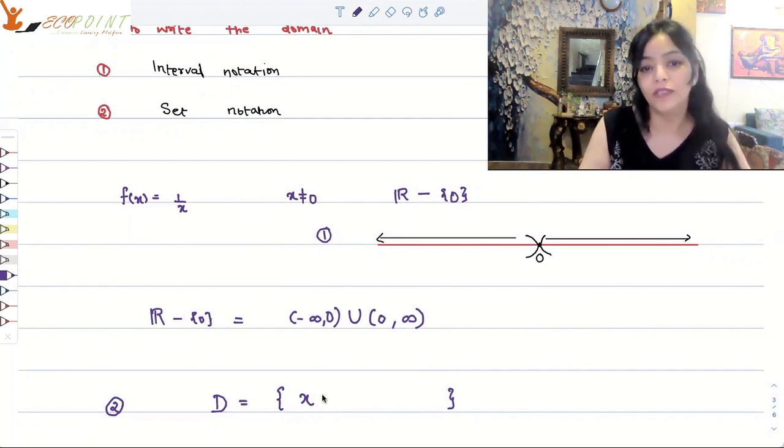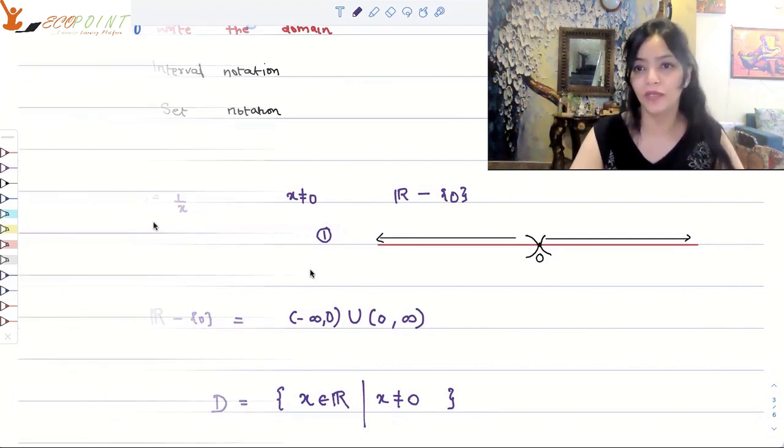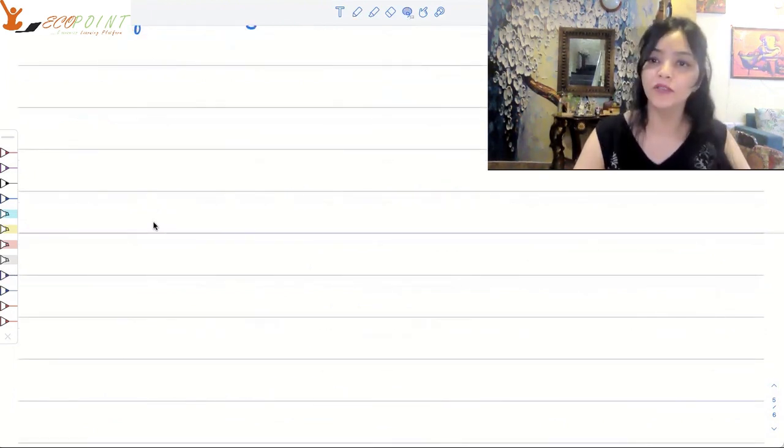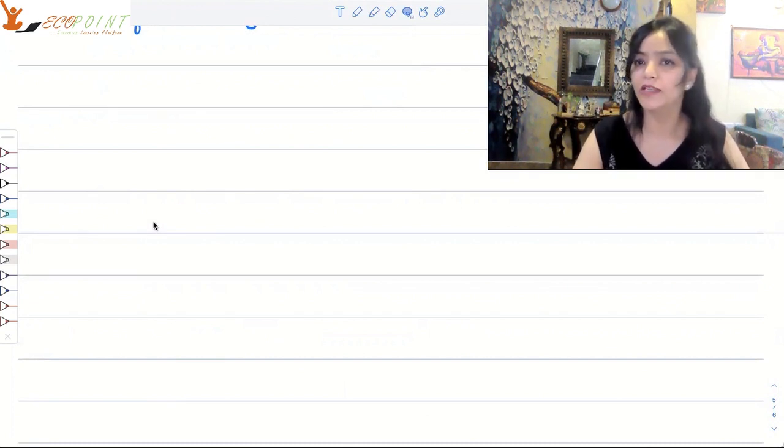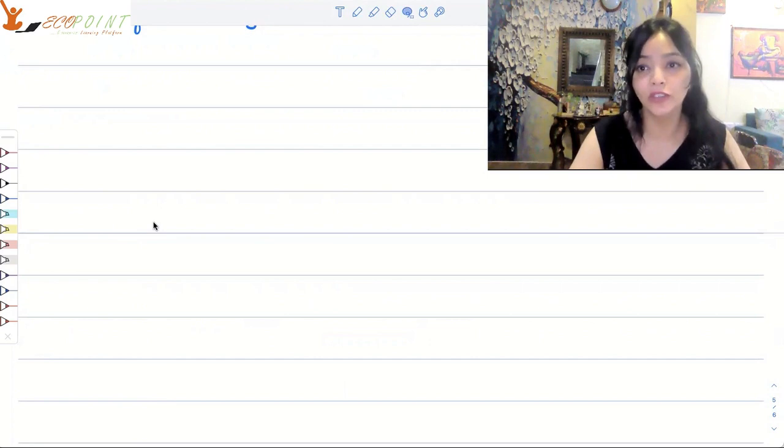So it's a set of all x's from R such that, or subject to, x is not equal to 0. Simple. This is the set notation. You can write down your domain in either of these two ways. Can you think of some more functions where this kind of a problem could arise? Which kind of a problem? That we have some sort of restriction on the input?